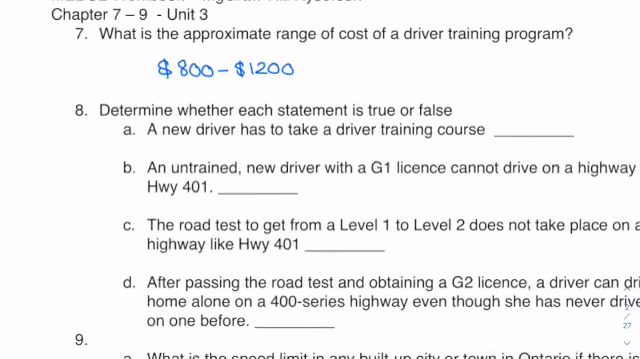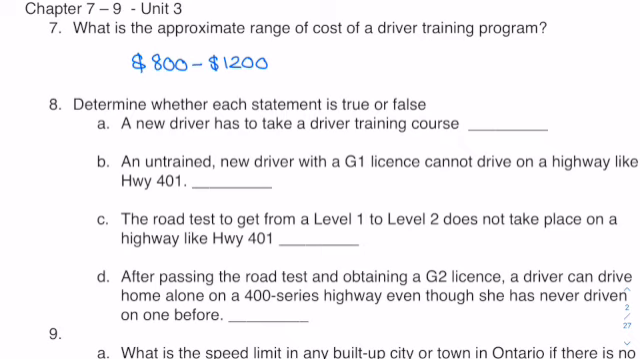All right, determine whether each statement is true or false. A new driver has to take a driver training course. False. You do not have to take it, you will just have to wait 1 year. An untrained new driver with a G1 license cannot drive on a highway like the 401. That is true.